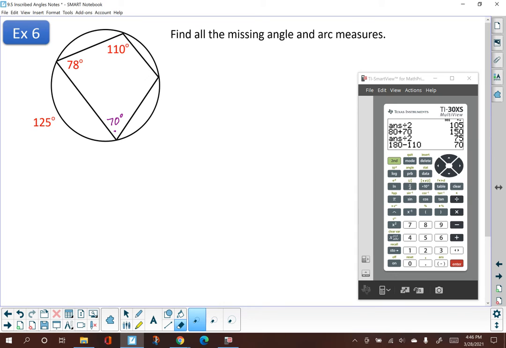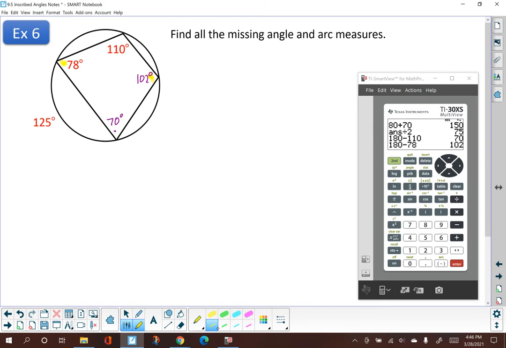Okay, well, I've got another opposite angle situation. I have the one on this side, which is opposite from the one on this side. So those two together have to add up to 180. So I can do 180 minus 78 to get that angle. And that one is 102. Okay, so we found all of the angles, and now we just need to get the arcs.